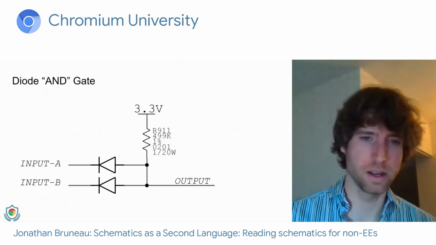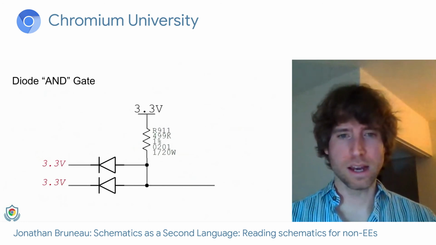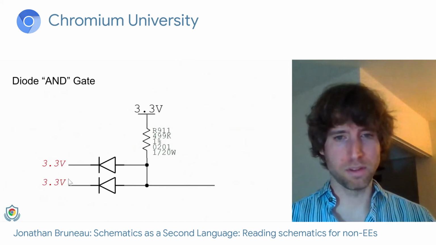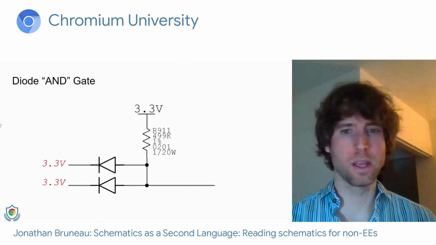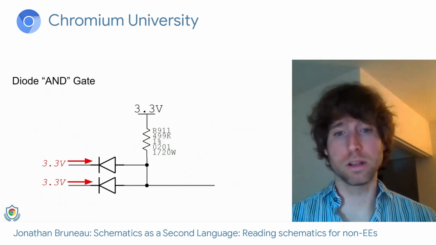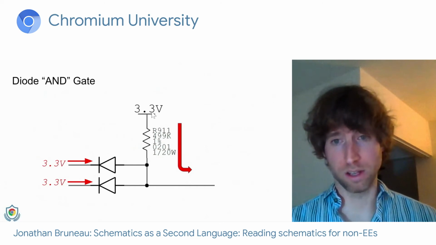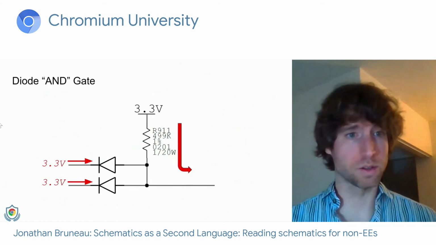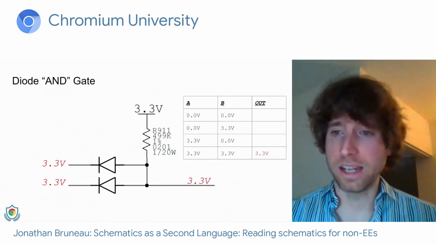Okay, in practice, let's see how this is useful. I have this circuit here. I have two inputs and an output. When I apply 3.3 volts on both my inputs, and my power source here is 3.3 volts, the energy is blocked by the diode. So my output will be mostly fed by this power supply and this resistor going out. So the output will be 3.3 volts. All right, put that in a handy chart.